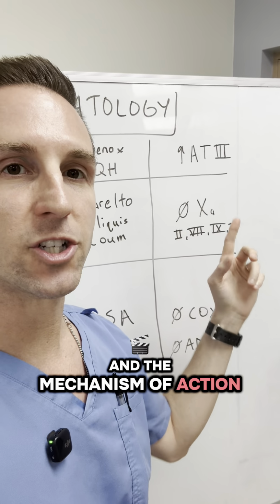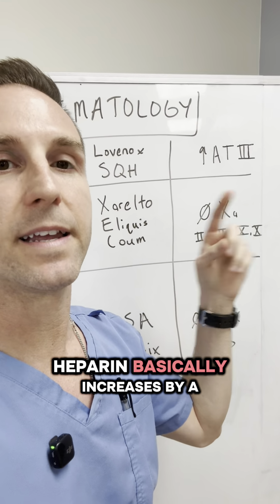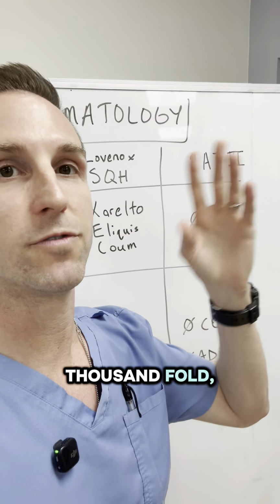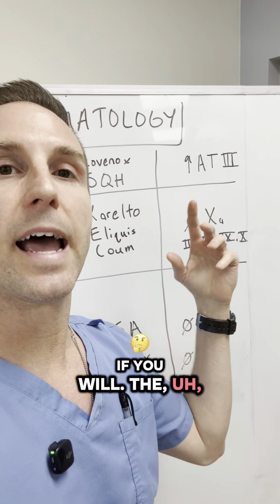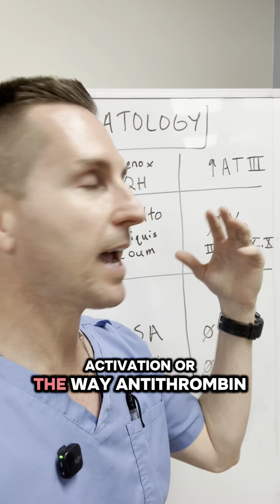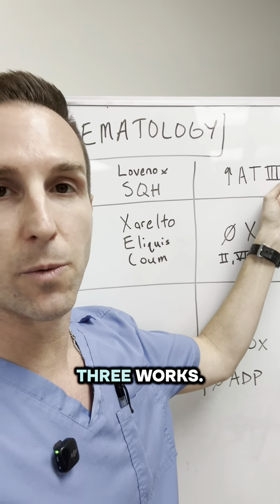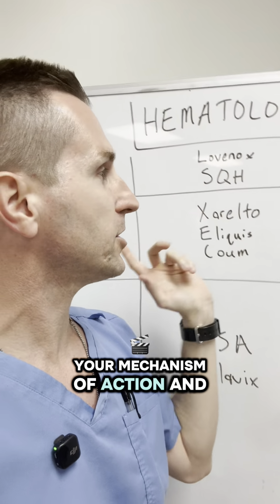And the mechanism of action is that heparin basically increases by 1,000-fold, if you will, the activation or the way antithrombin III works, okay? So these are your mechanisms of action and the drugs.